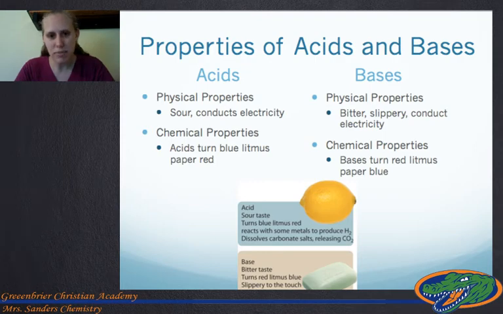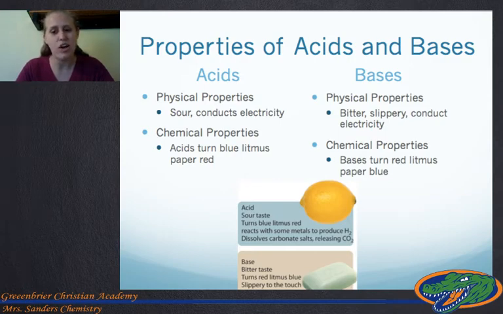When we talk about the chemical properties, we're going to focus specifically on how these things change litmus paper. Acids are going to take blue litmus paper and turn the paper red. Bases, however, are going to take red litmus paper and turn it blue, so they're the exact opposite of each other.